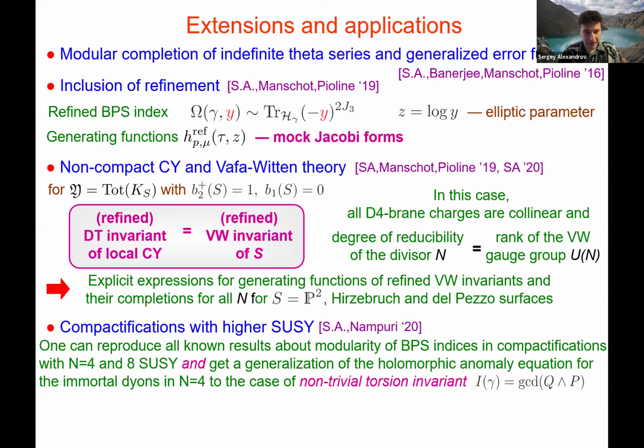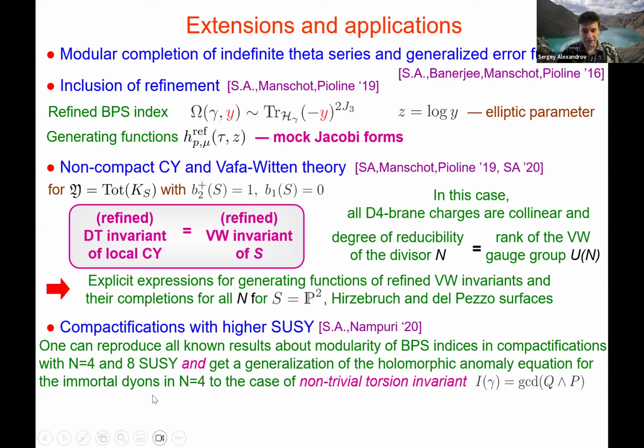And another completely unexpected extension of this setup, which we did with Suresh a few years ago. Although the original setup describes compactifications with N=2 supersymmetry, it turns out that even compactifications with higher supersymmetry, like N=4 and N=8, also fit the same framework. Essentially, the corresponding generating functions of BPS indices preserving different supersymmetries all satisfy the same equation, which I showed you before.